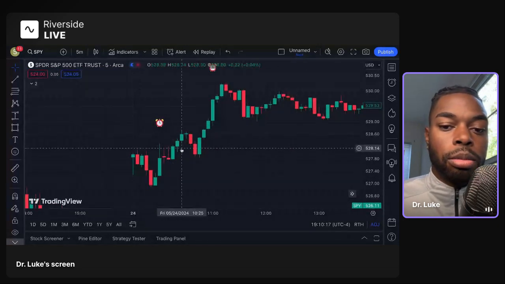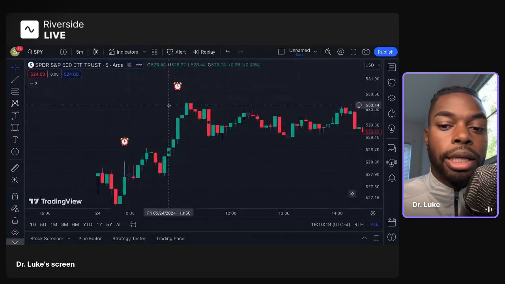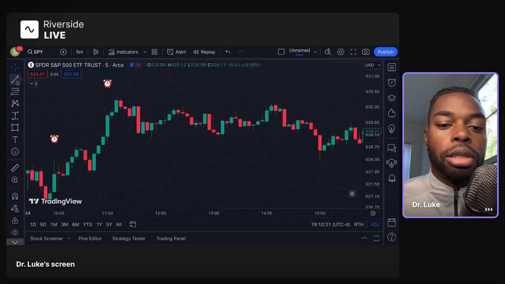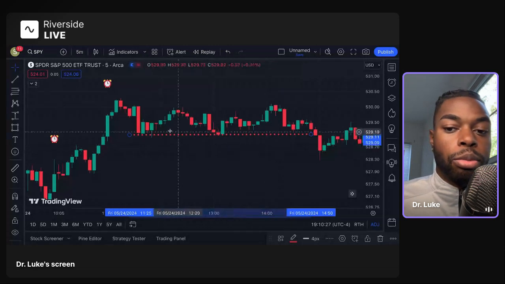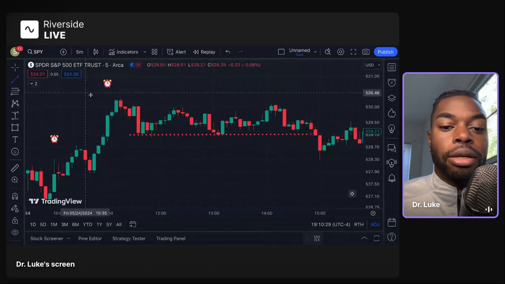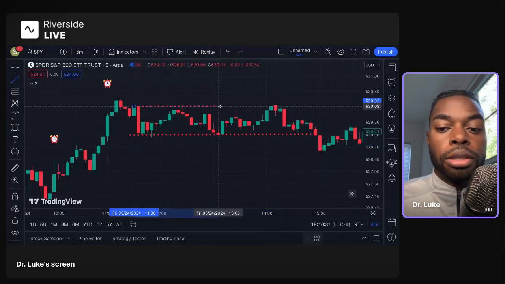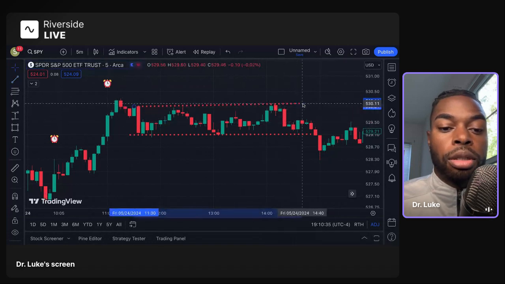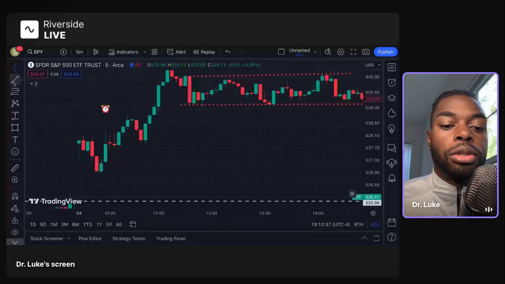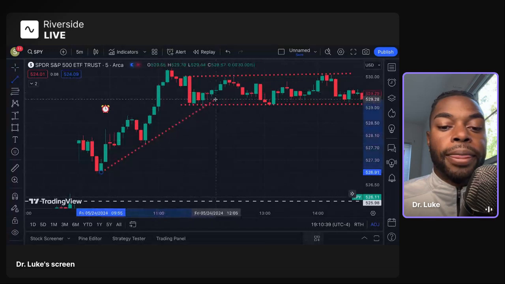The next thing we talked about was we want to draw lines. Immediately what I'm seeing is this low here. I'm like, okay, this is a support area that we moved along the whole time. And then we have sort of this triple top here. So we consolidated in this zone. Another thing you can do is mark this uptrend that we had.